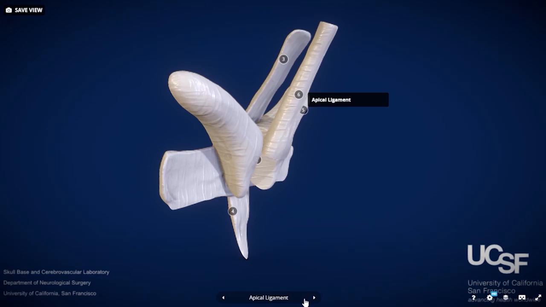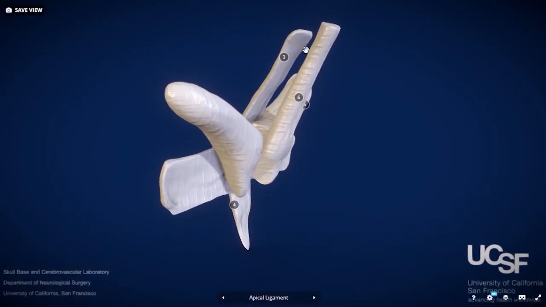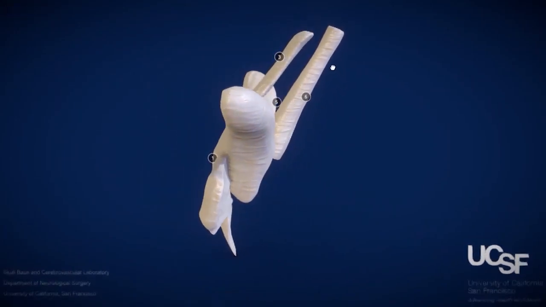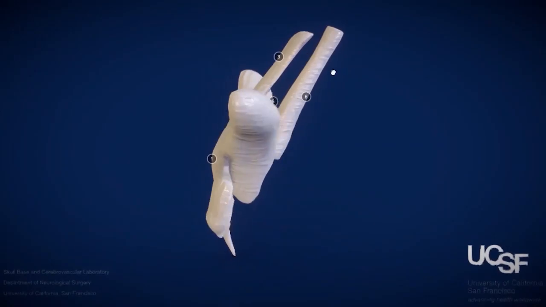The apical ligament attaches to the posterior surface of the odontoid process and runs anteriorly to the basion, where it merges with the fibers of the superior longitudinal band of the cruciform ligament, and this ligament prevents the vertical translation and anterior shearing of the occipital bone.